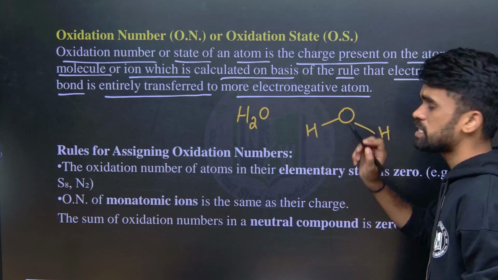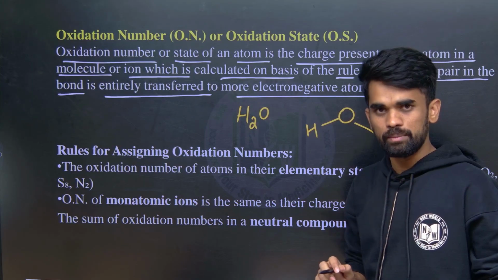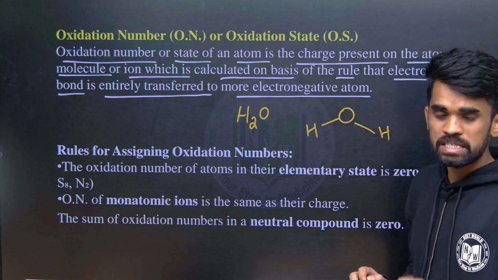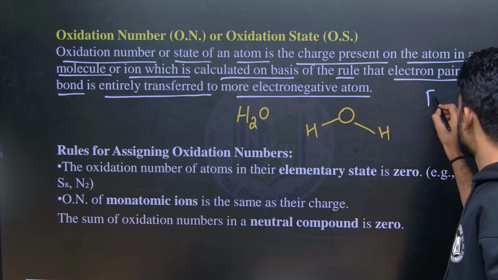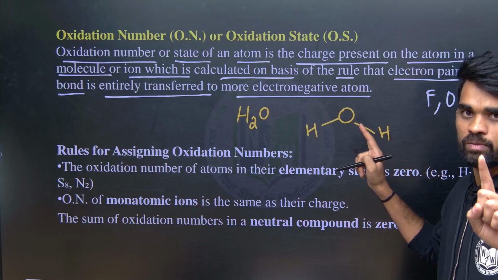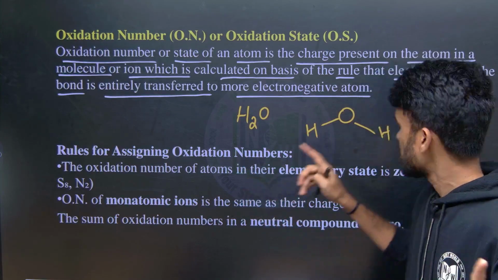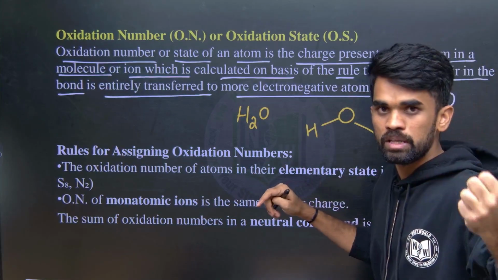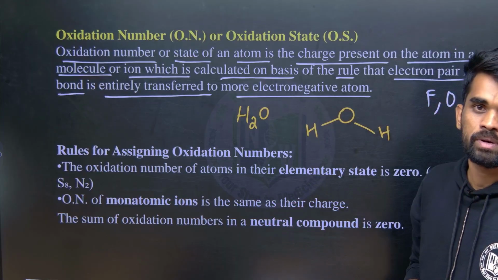We know oxygen is one of the most electronegative elements in the periodic table, right? What is the most electronegative element? Fluorine. After that, oxygen. So fluorine is the most electronegative element in the periodic table, and oxygen is the second most electronegative. You have to remember these 2 statements.